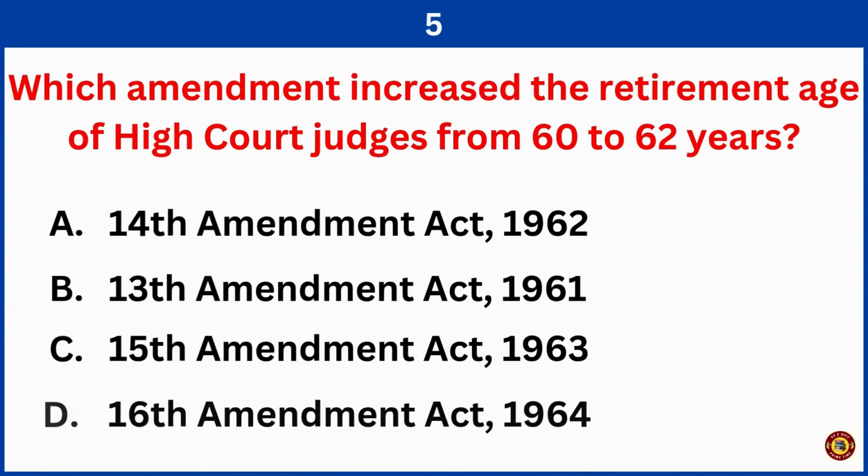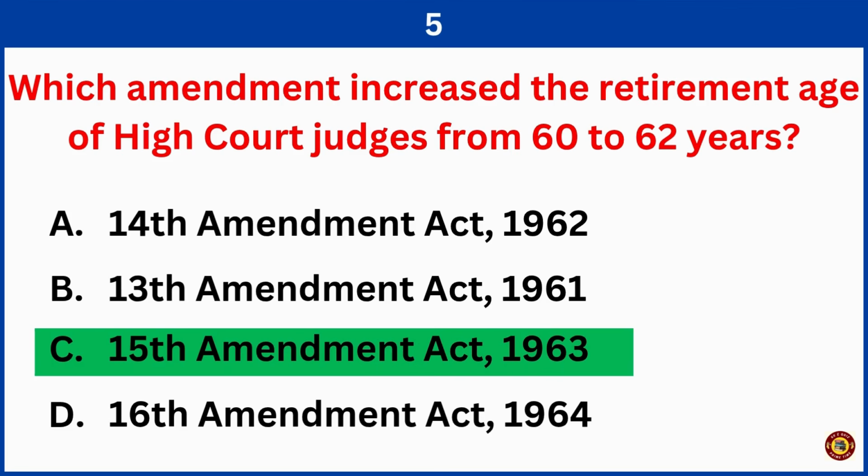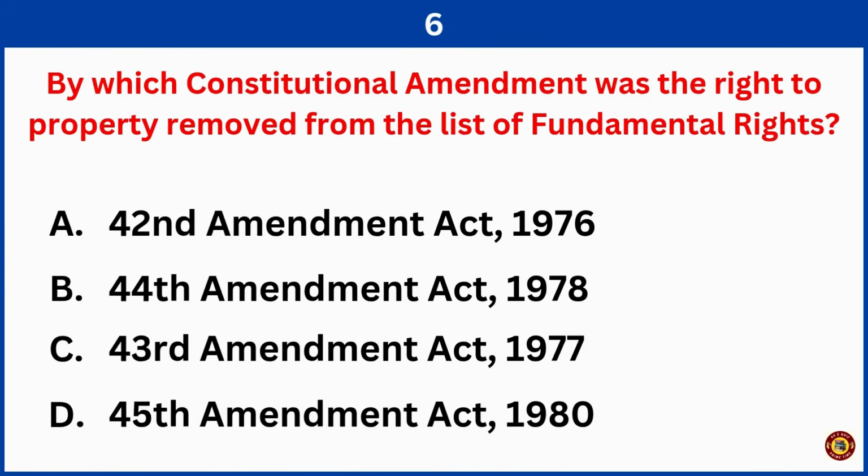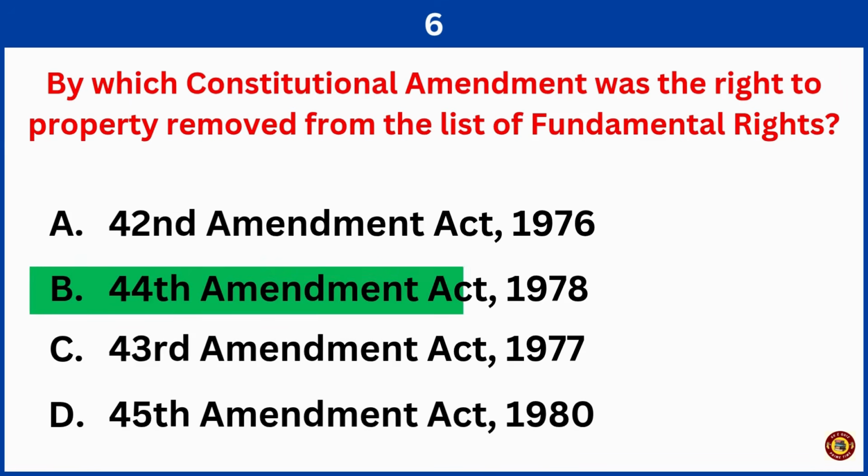Which amendment increased the retirement age of High Court judges from 60 to 62 years? Correct answer is option C, 15th Amendment Act 1963. By which constitutional amendment was the right to property removed from the list of fundamental rights? Right answer is option B, 44th Amendment Act 1978.